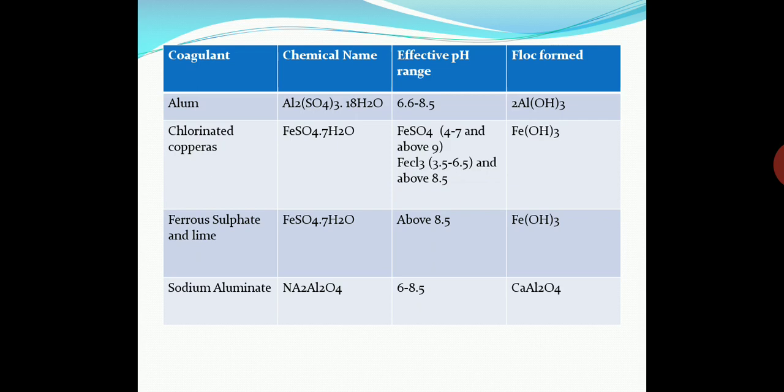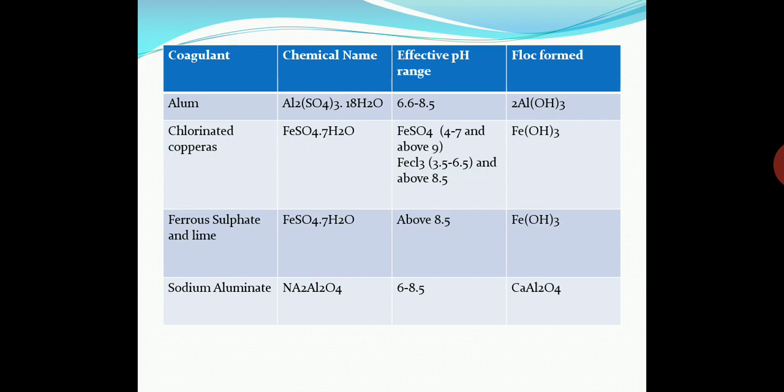So when it is added to water, it reacts and forms aluminium hydroxide. This aluminium hydroxide is in the form of a precipitate which settles down. The next we have is chlorinated copperas. This chlorinated copperas is nothing but hydrated ferrous sulfate, which is traditionally referred to as copperas. This is unstable. It easily gets oxidized into ferric sulfate and also ferric chloride.